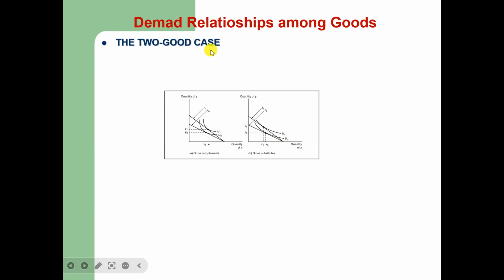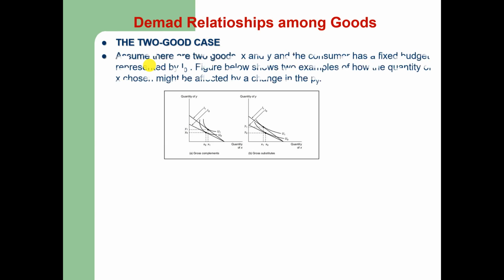Let us suppose that there are only two goods in the world. One is X and the other one is Y, where Y is the composite good which represents the rest of the goods in the world. So we assume that we have only two goods, X and Y, and the economic agent, in this case the consumer, has a fixed money budget which is represented by I naught in this figure. So this is the original budget line in these two panels.